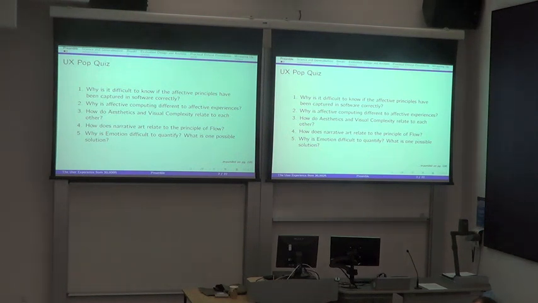Affective computing is different to affective experience because affective computing suggests that at some point we can allow computers to recognise emotion and then to have emotion. Whereas affective experience is more about understanding what the emotions of the users are in relation to the computer itself, the interface, and their whole interactive pattern. So there's a difference. Make sure you don't confuse these two points together, because they're not the same thing.